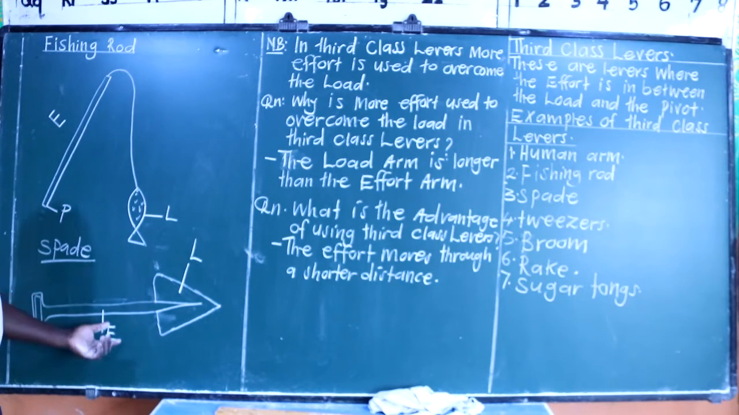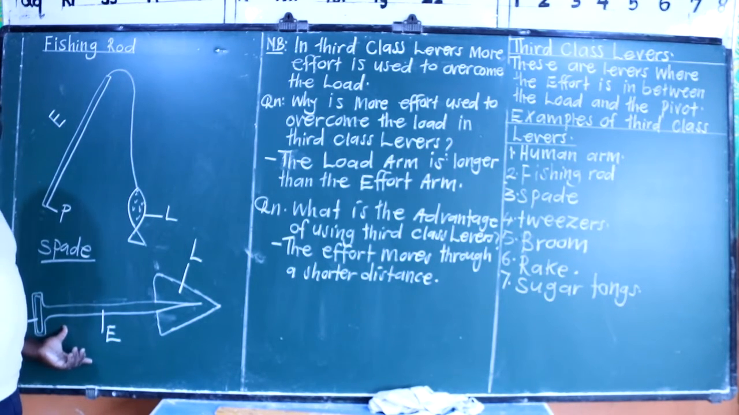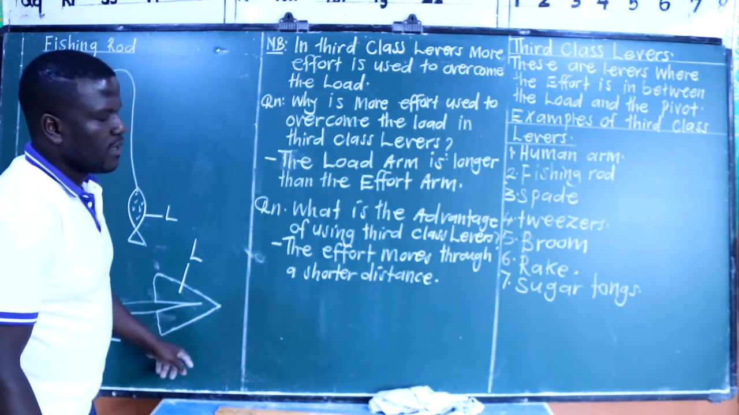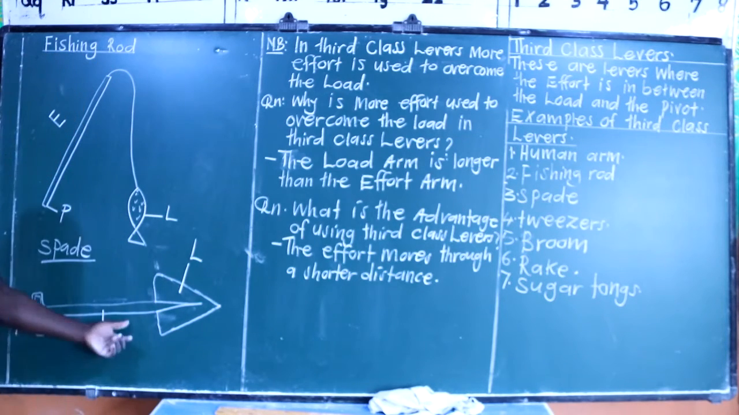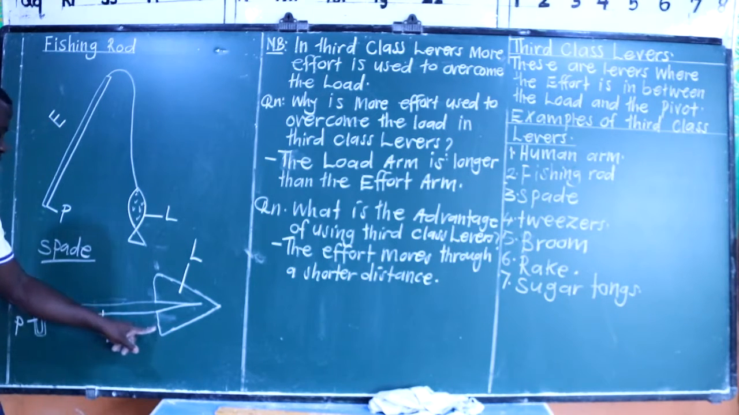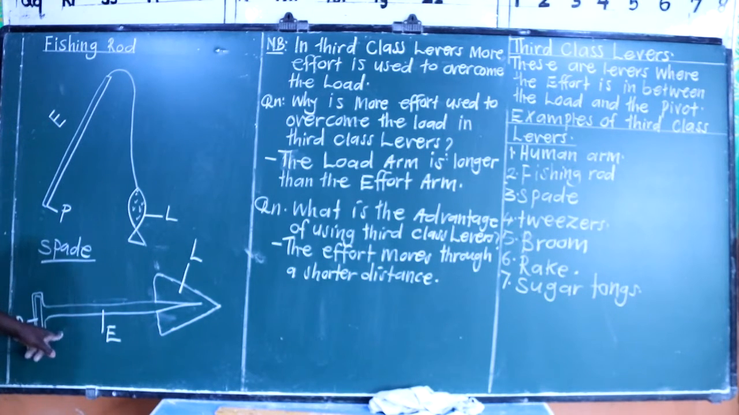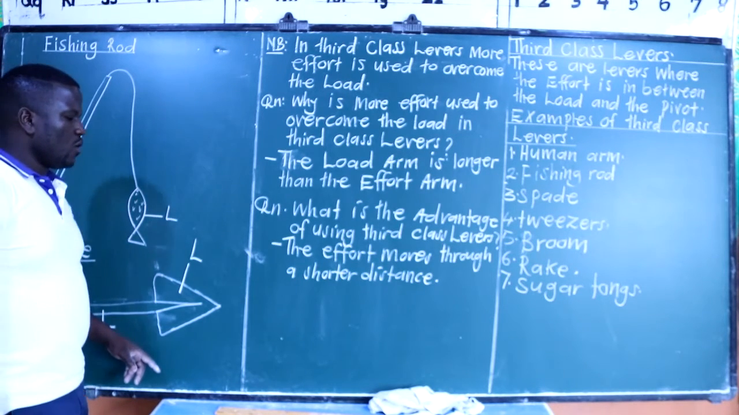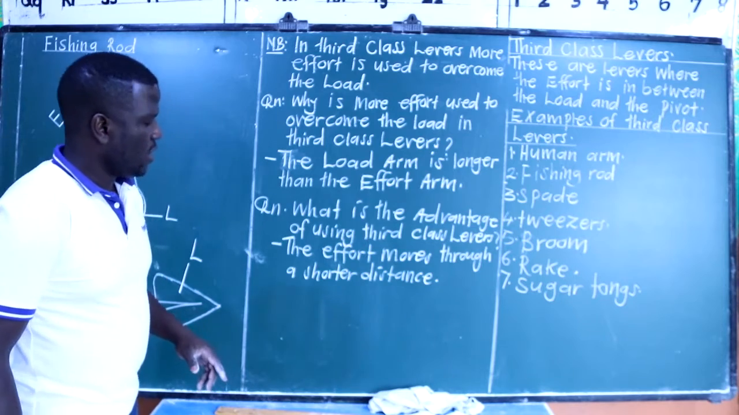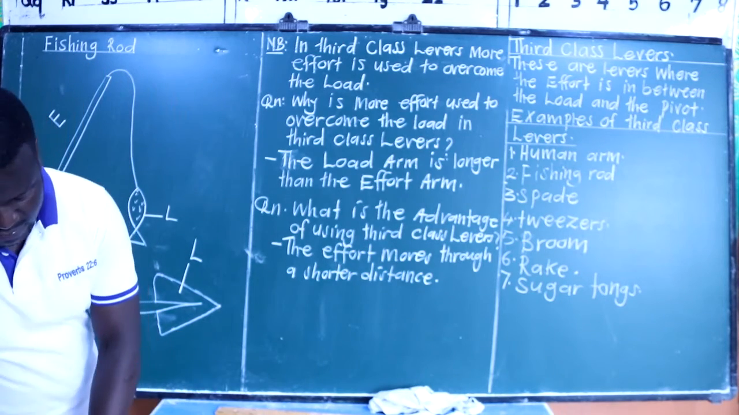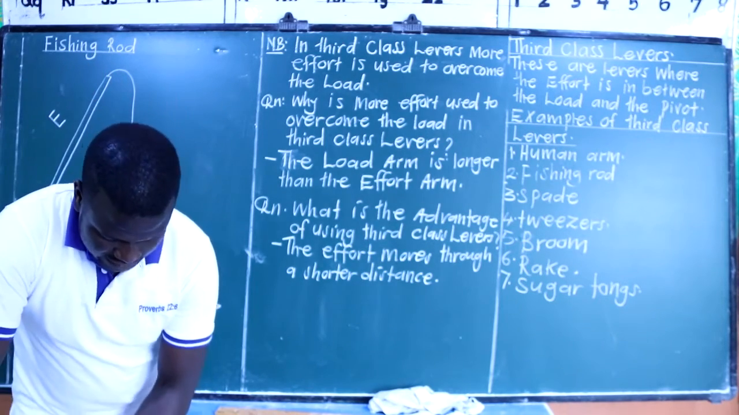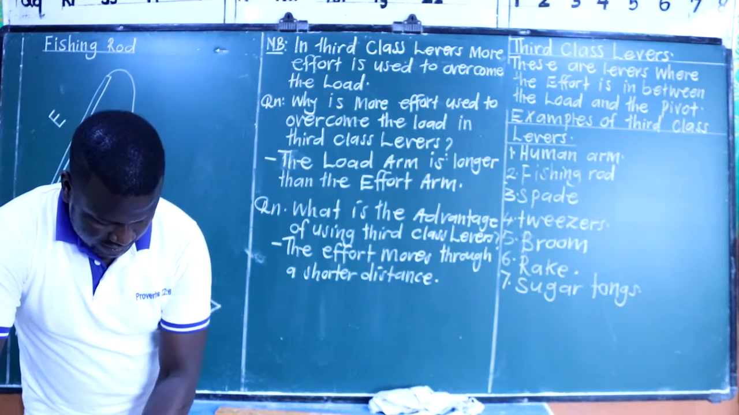And that's why the effort arm is shorter and the load arm is longer. So, if the effort arm is shorter, that means that the effort moves through a shorter distance. And that's the advantage of using third class levers.